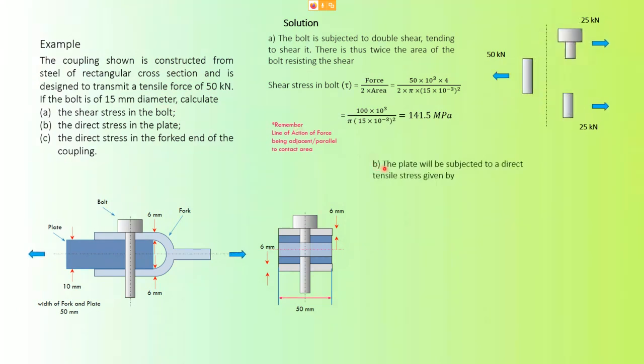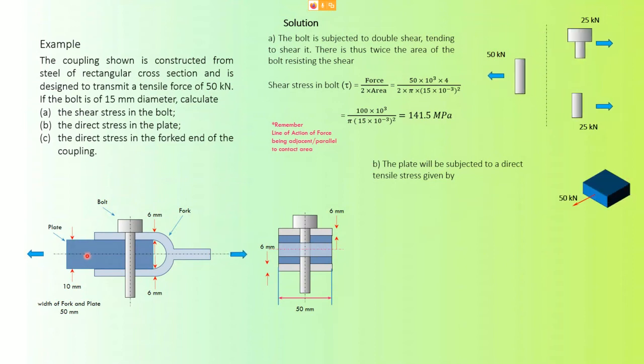So then part B, the plate which will be subjected to direct tensile stress. Here, you have to find the direct stress on the plate. The plate is this. Let's say, for example, the bolt is strong, the fork is strong, but the plate is weak. When you apply force like this, there is a possibility that the plate will break across the line of action of the force. That is why the contact area must be 90 degrees, or perpendicular, to the force. So this is the plate.